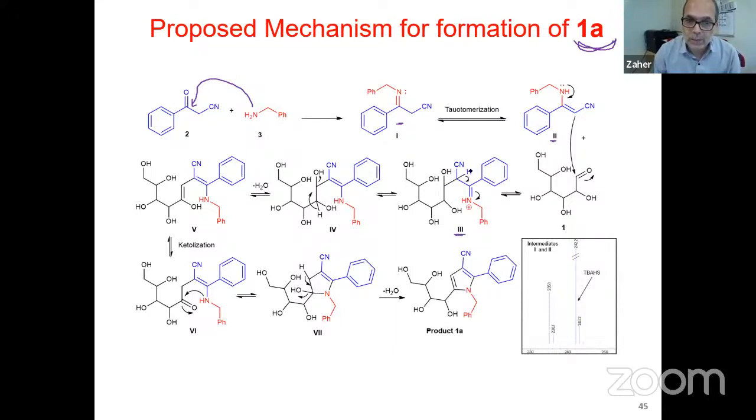So it can easily be removed by a base, in which these electrons will come here, and this will shift to neutralize the nitrogen here, and this will give us our intermediate 4. In intermediate 4, we lose water, eliminate water to give us intermediate 5. Now, intermediate 5 undergoes ketolization to form the keto form.